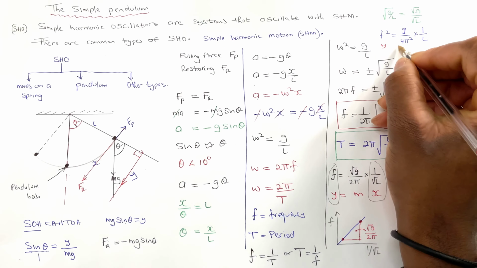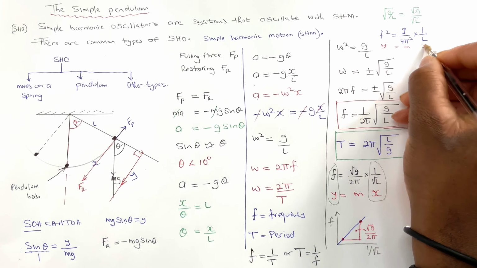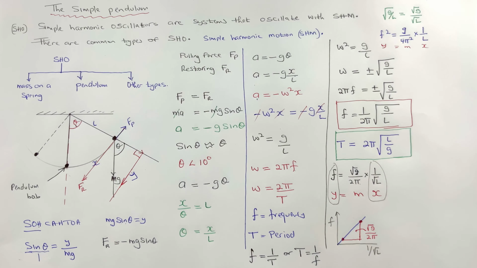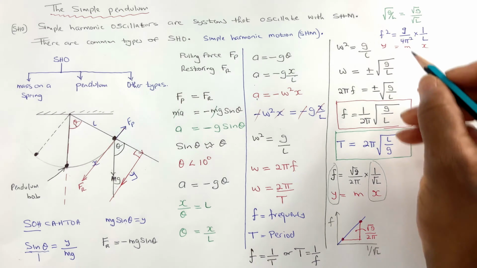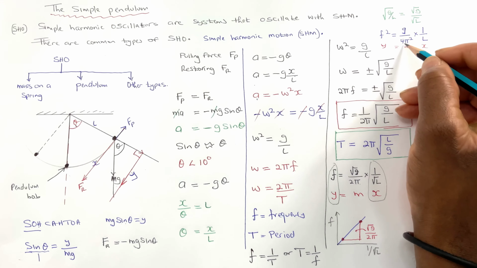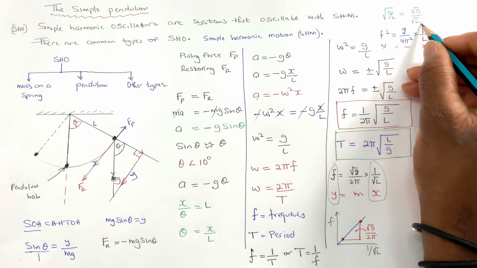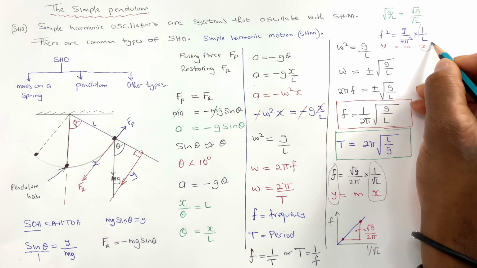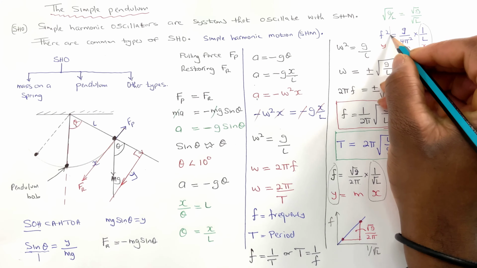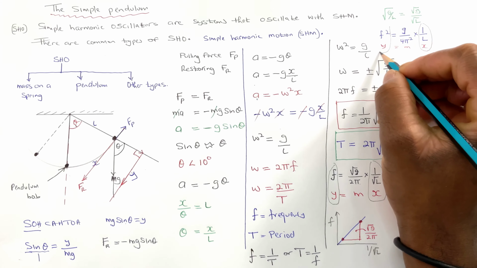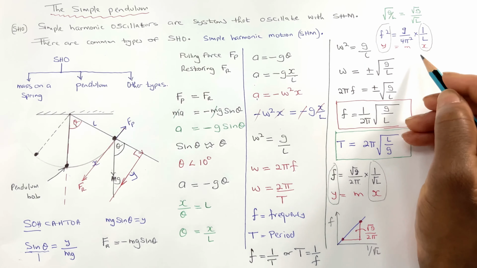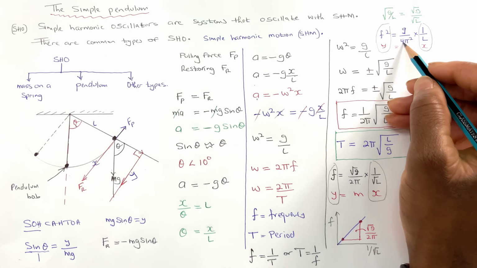So that's y equals mx. So the gradient will be g over 4 pi squared. And I'm plotting f squared against 1 over L. So the gradient is going to be g over 4 pi squared.